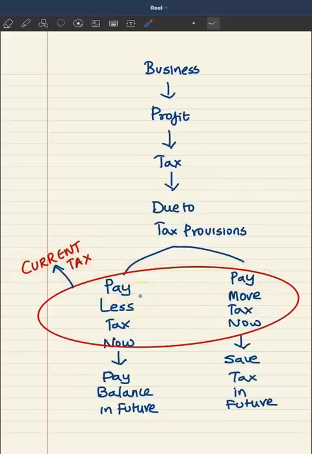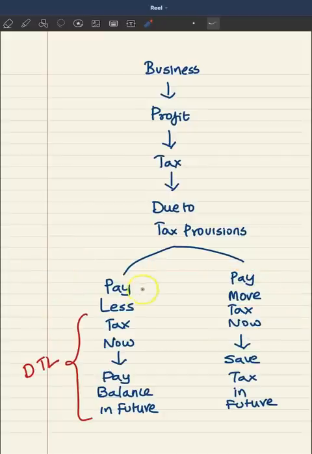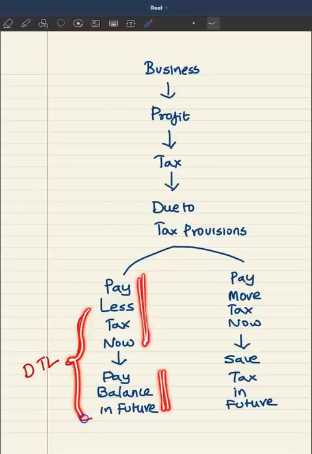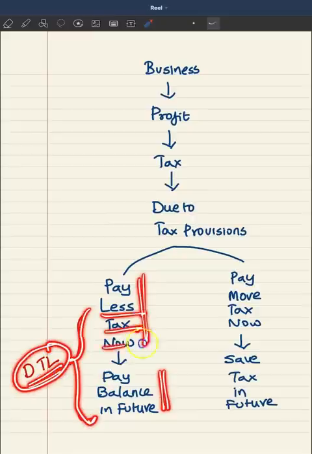And whatever is getting adjusted, look at this. Here the entity is paying less tax now. It means it is going to pay the balance in the future. So there is a difference, right? So whatever is getting adjusted for future period, we call it deferred tax liability. We are calling this a liability because less tax paid now means the balance is payable in future.